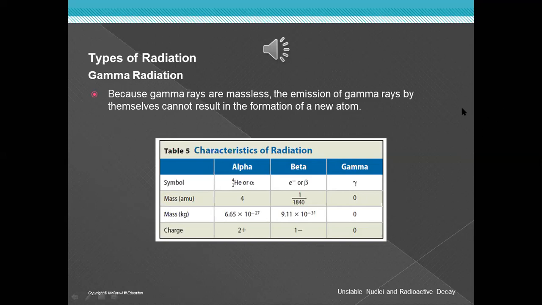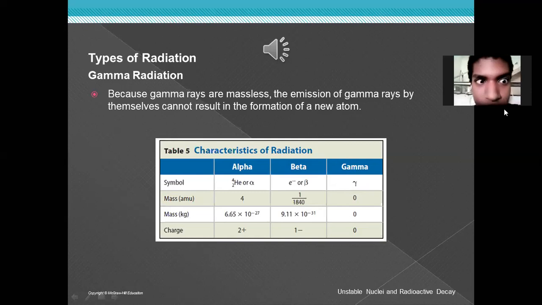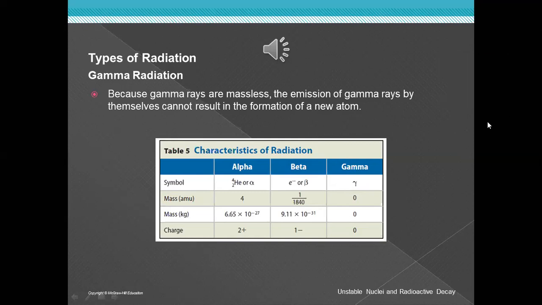What about its symbol? The symbol of gamma rays. This symbol of gamma rays. Okay. What about its mass? Zero. And its mass in kilogram? Zero. Charge zero. It's okay. Thanks, Asmari.